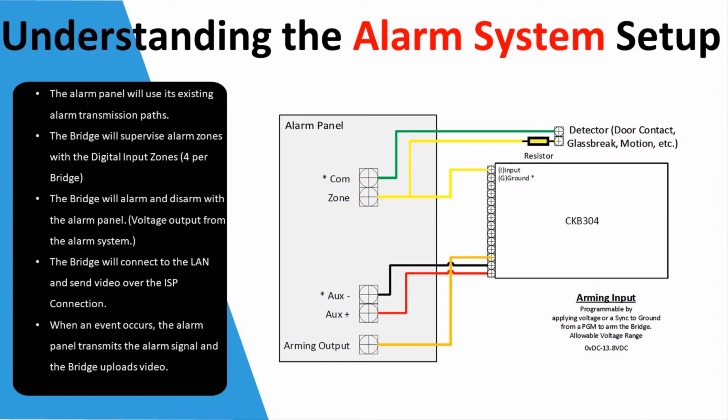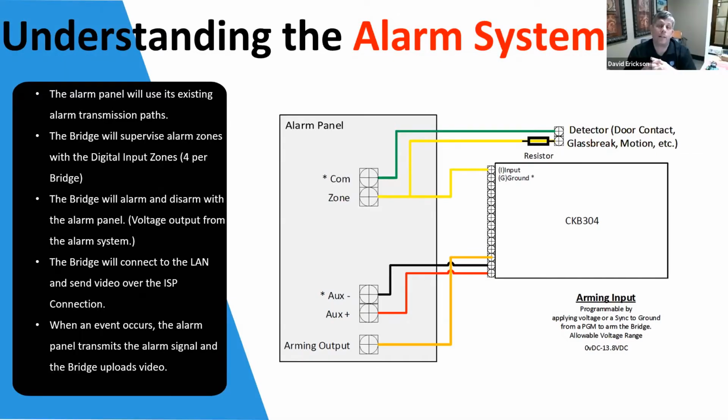So as you can see here, the red and the green wire is just an existing alarm zone, and we're just supervising that zone. That zone is going to open and close all day long, depending on what type of zone it is. But we also supervise on the arming output, whether that alarm panel is armed or disarmed. So only when the alarm panel is armed do we create events and video for the monitoring center. So very simple to set up. And then of course it'll connect to the local area network and upload video to the monitoring center when an alarm occurs. So just a real important diagram, but simple diagram to help you understand how this appliance works.